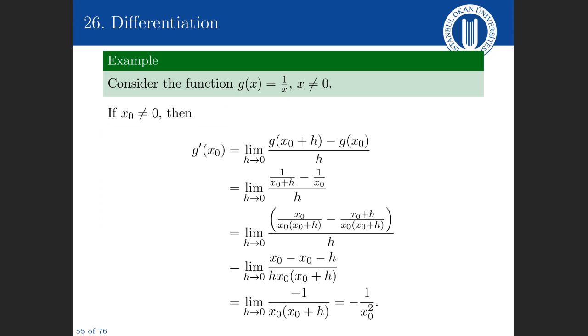For example, let's suppose g of x is equal to 1 over x. Calculate the derivative or the slope of this function at a point where x is not equal to 0. We start with the formula in the definition. The derivative of g at the point x0 is the limit as h tends to 0 of g of x0 plus h minus g of x0 divided by h.